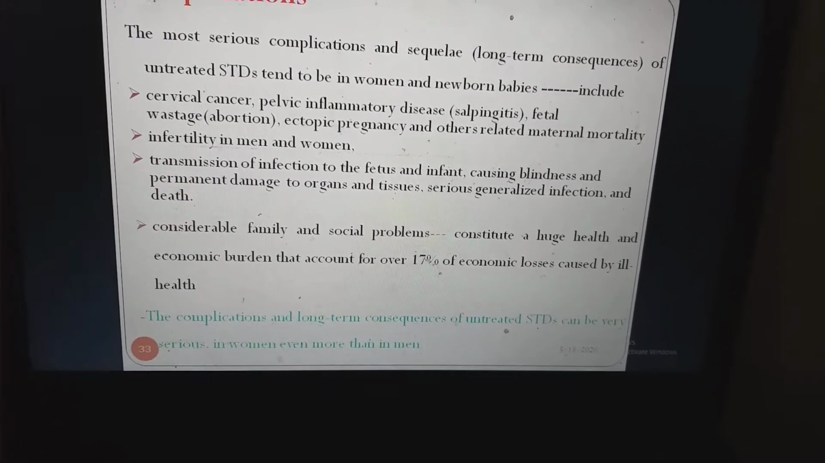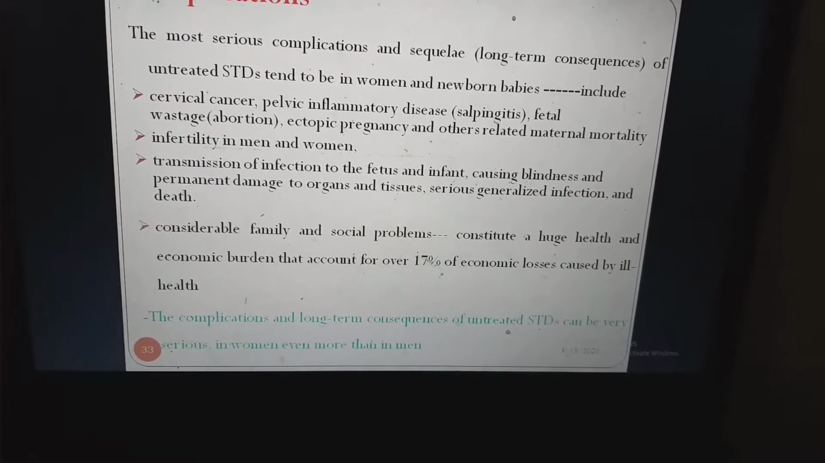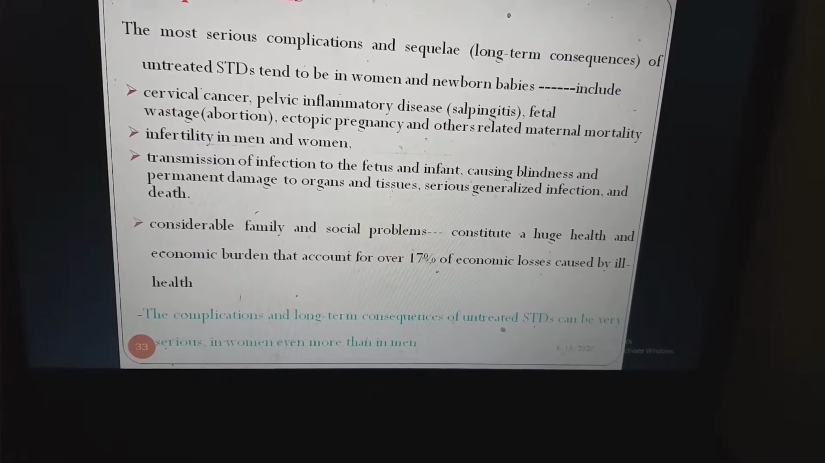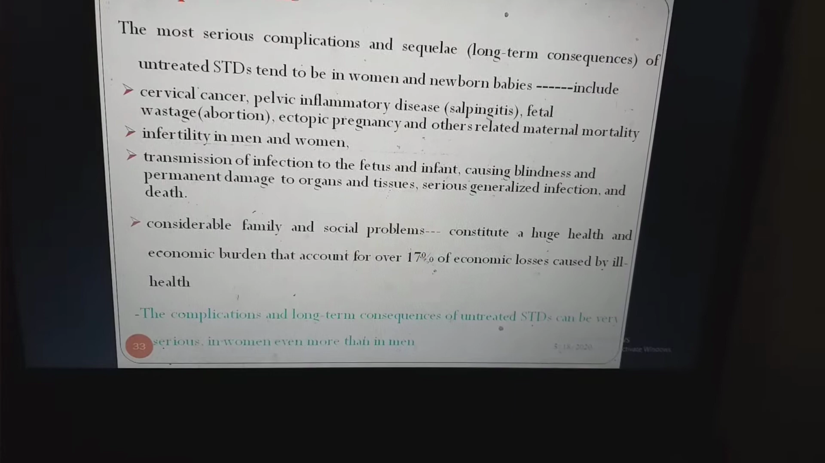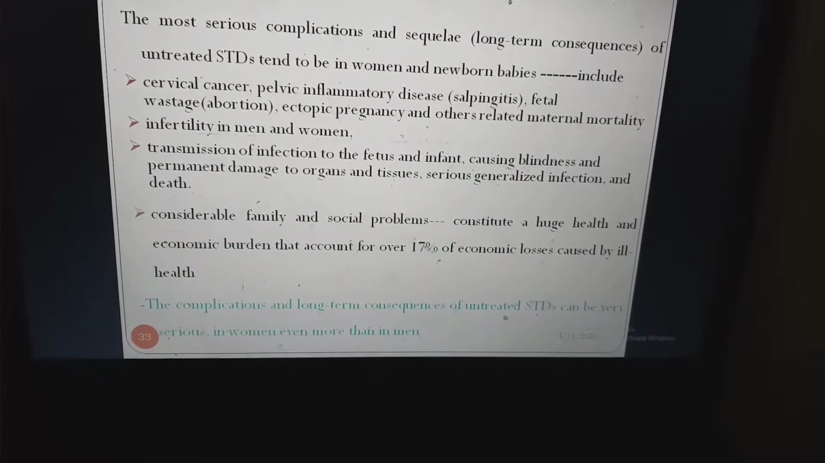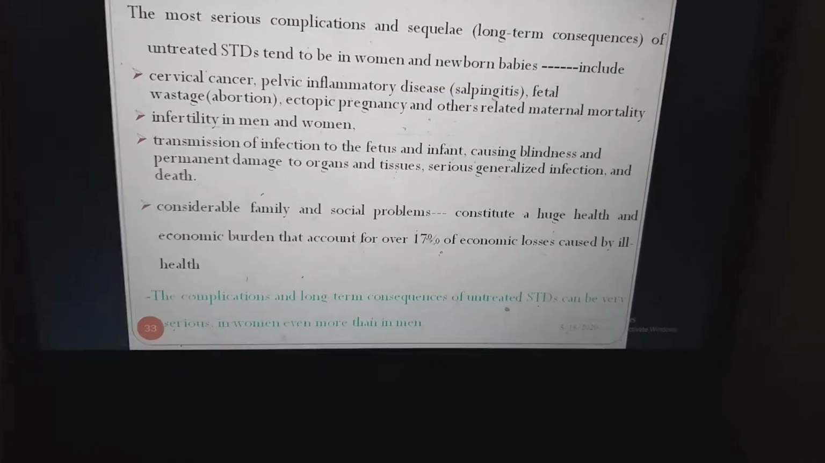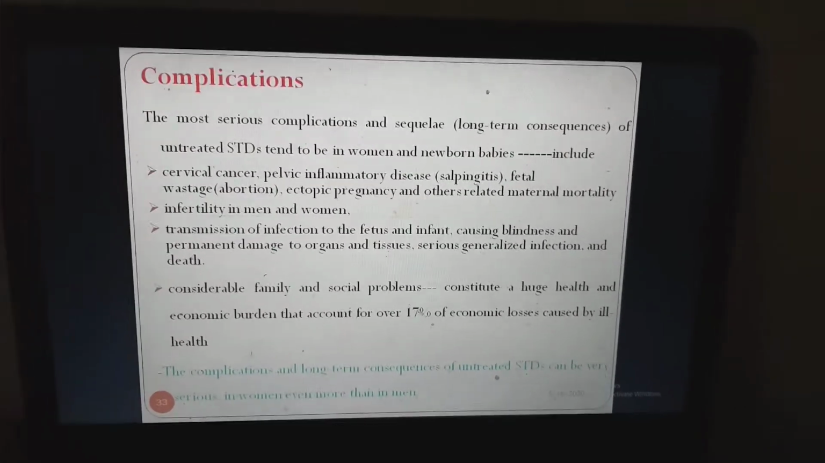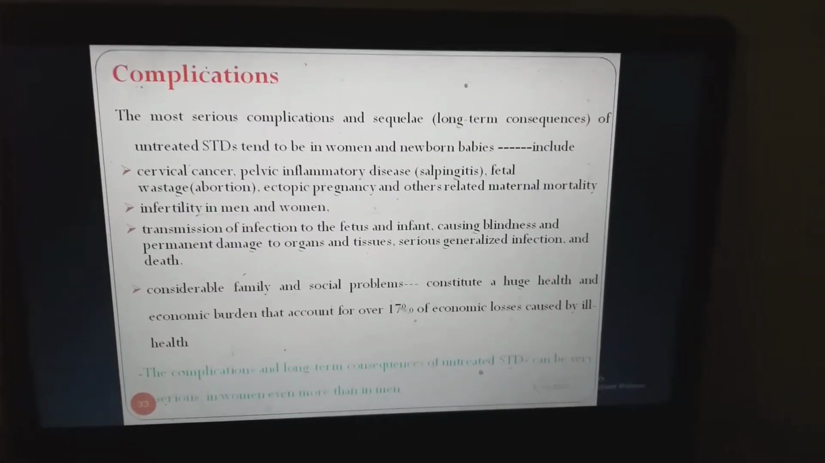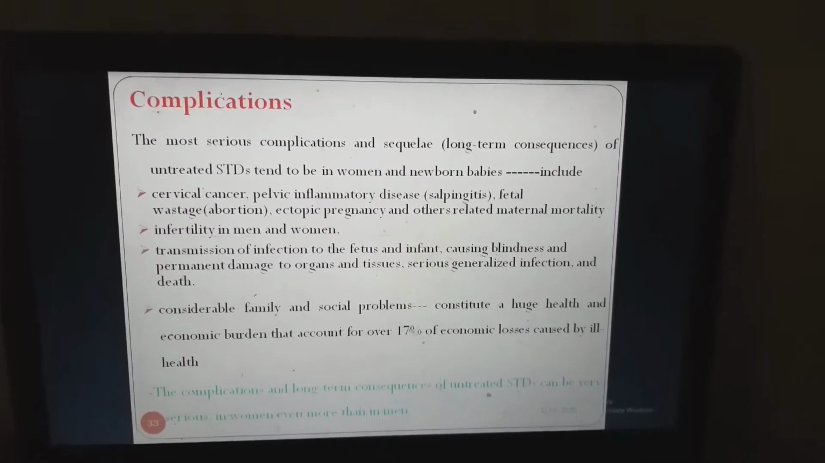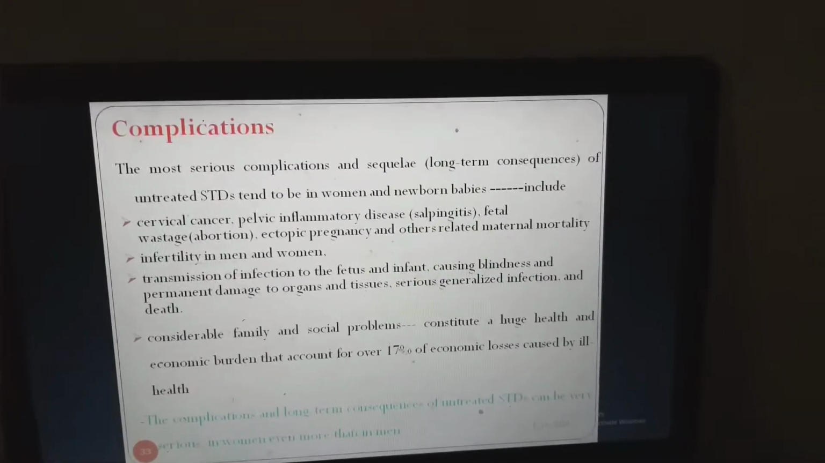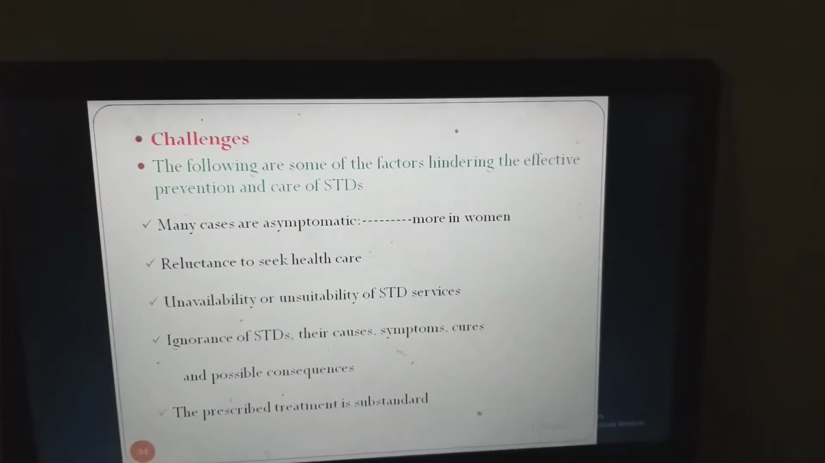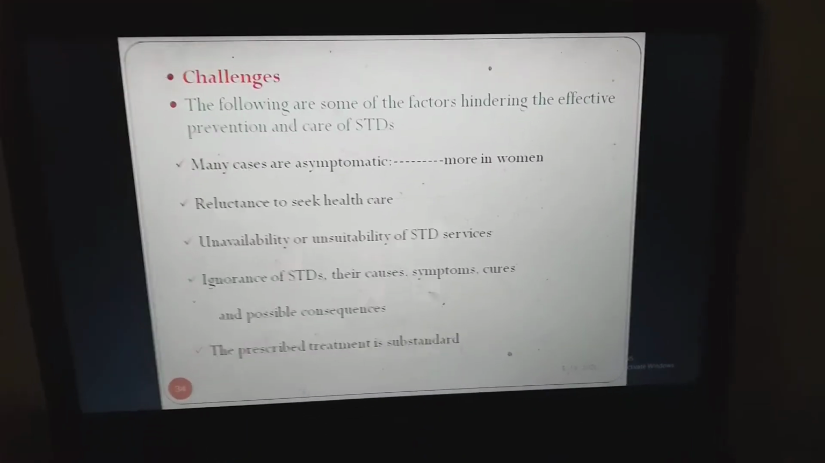The complications and long-term consequences of untreated STIs, sexually transmitted infections, can be very serious in women, even more than in men. These are the most common complications. So please don't forget what the complications are and what the STI syndromes are. These are quite different.